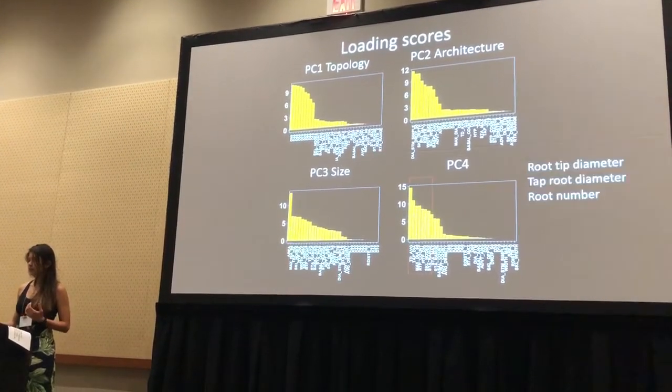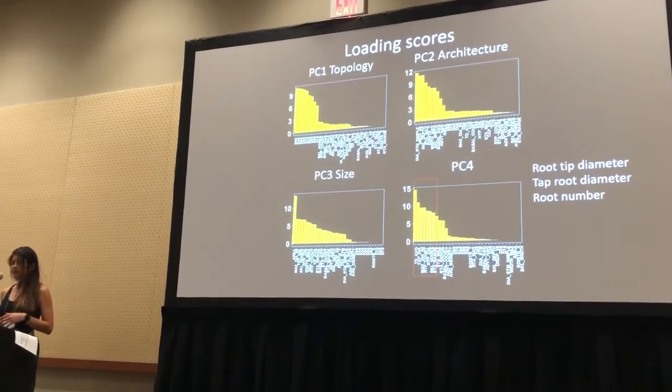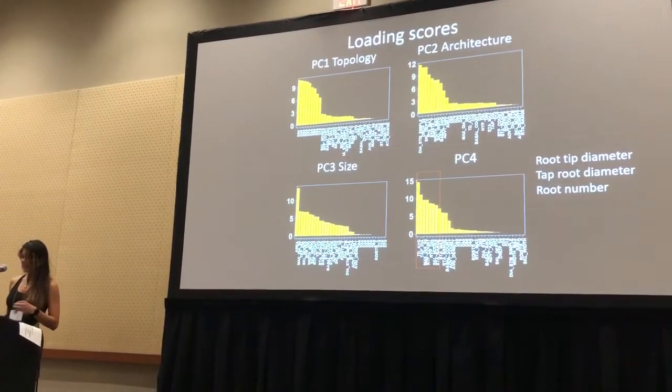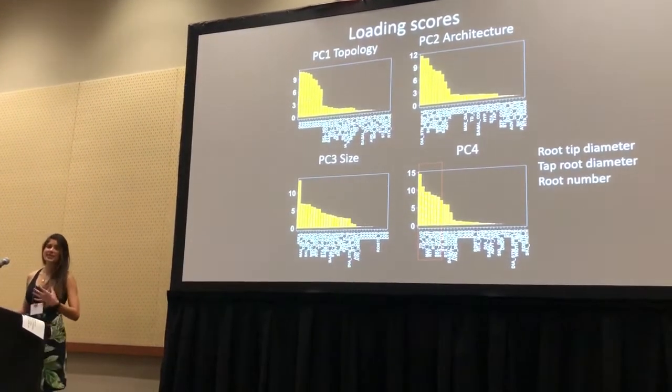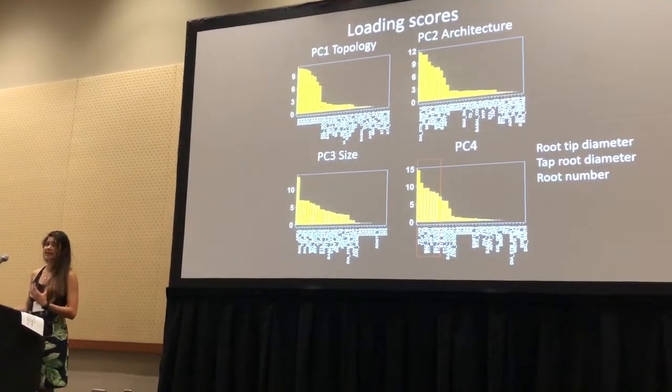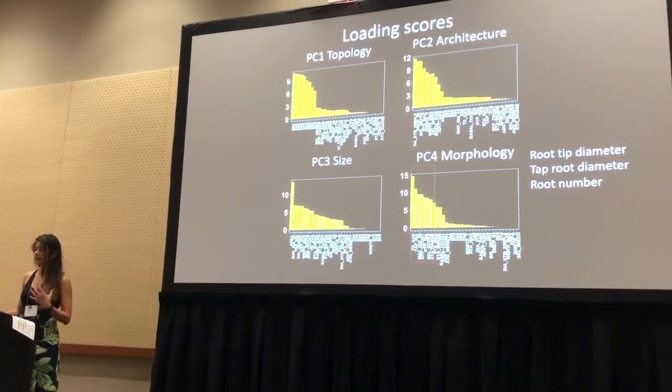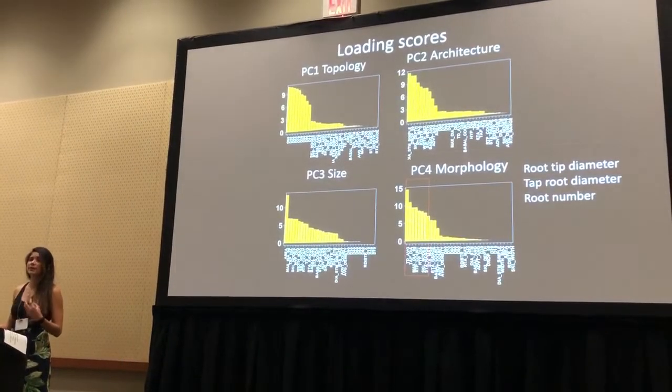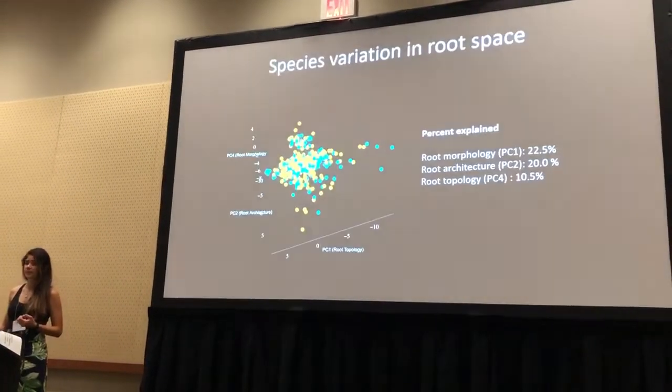And the fourth component is root tip diameter, tap root diameter, and root number. And because this is describing the root system at an individual level, I term this as root morphology. And these are terms that are broadly defined in the plant breeding literature as well for root traits.